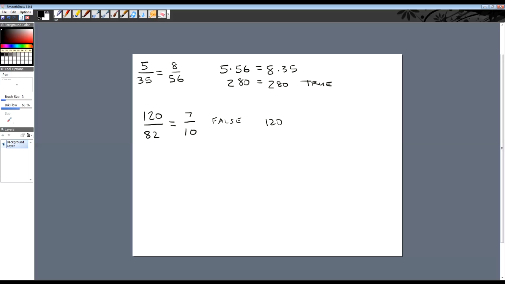So 120 times 10, we're checking to see whether that is equal to 82 times 7. So 120 times 10 is 1200, and 82 times 7 is 574. So the cross products do not add up, and this statement is false. So these are examples of some proportions here.